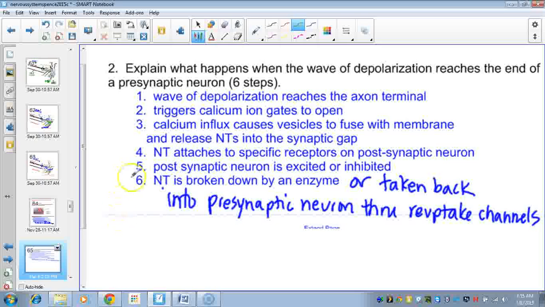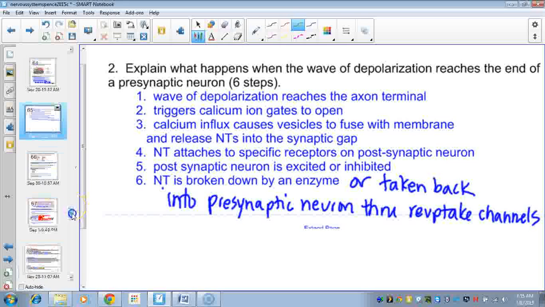Okay, once they reach the threshold level, it could be excited, or if it's a different type of ion that's allowed in, then it could be inhibited. The neurotransmitter is broken down by an enzyme or taken back into the presynaptic neuron using reuptake channels. Okay, so you should be able to label and describe what happens in the electrochemical message.